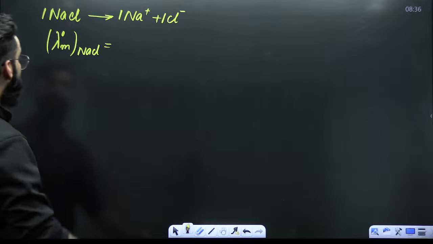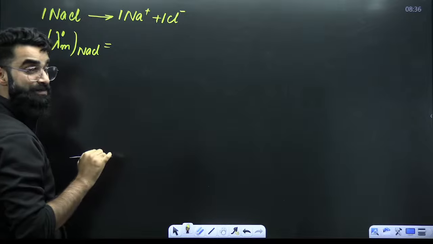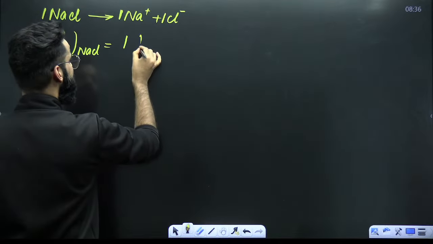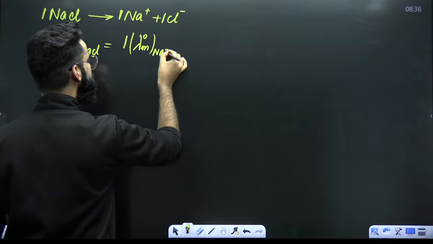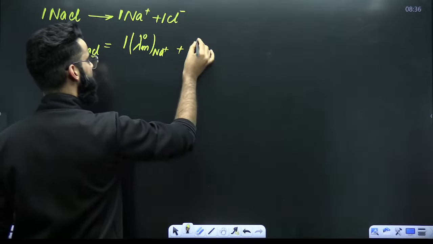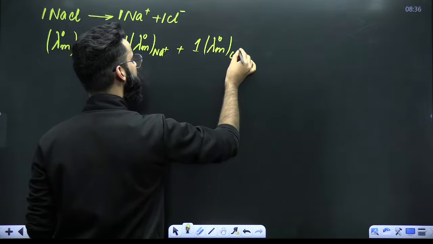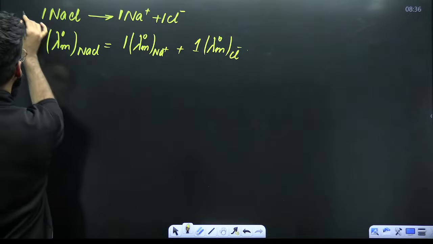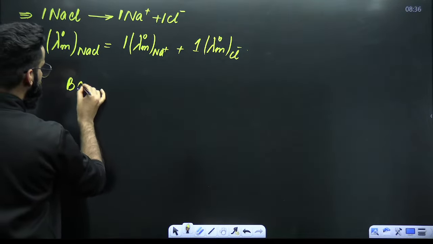What does it mean? Have a look. Molar conductivity of NaCl at infinite dilution. See, how do you write it as per Kohlrausch's law? The stoichiometric coefficient here is 1. So write 1 first, then the molar conductivity at infinite dilution for Na positive plus, this is 1 also, right? Molar conductivity at infinite dilution of Cl negative. Correct? For example, you have got an electrolyte like BaCl2.